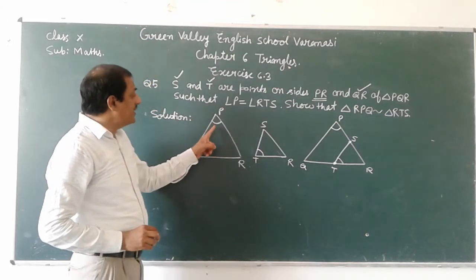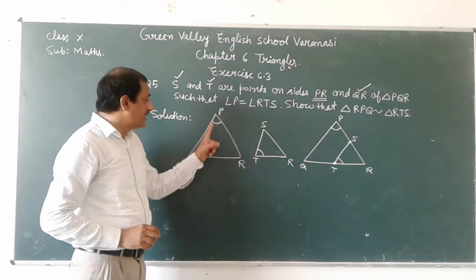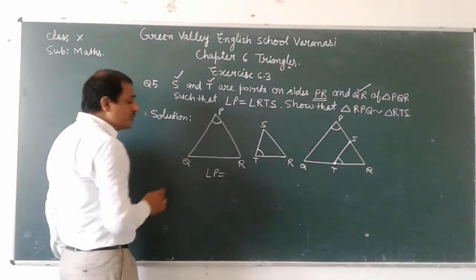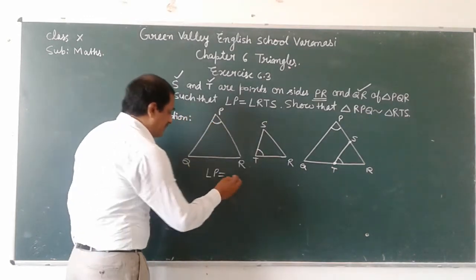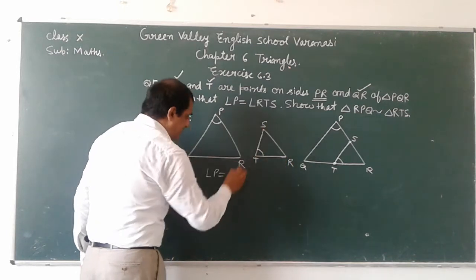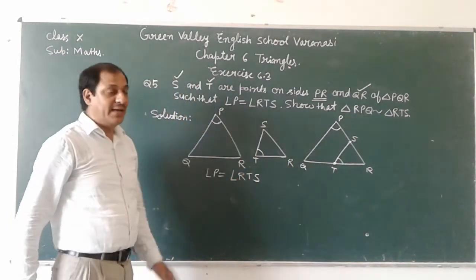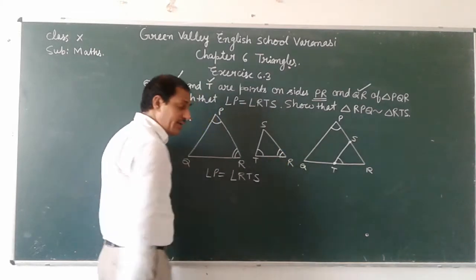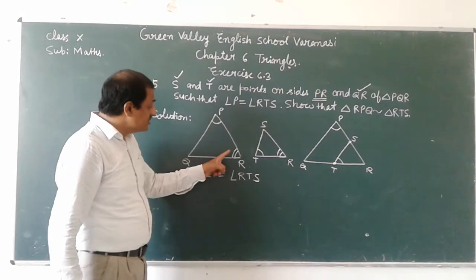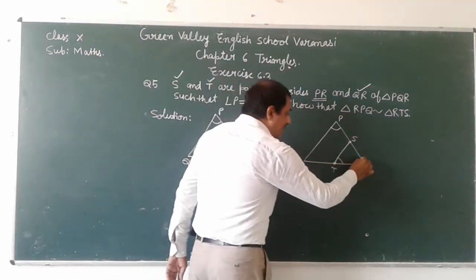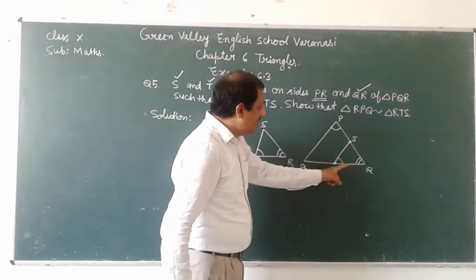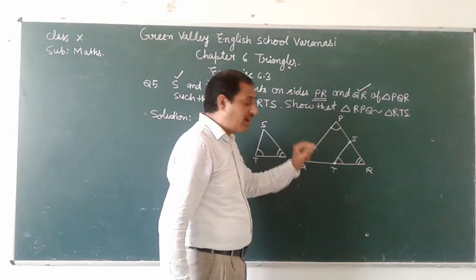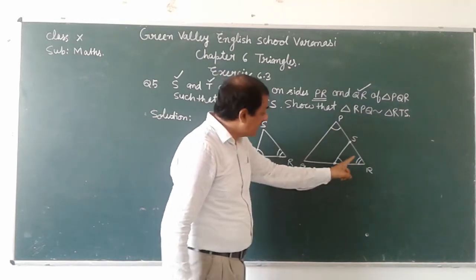Now here one angle is equal to another angle. According to the question, angle P, means angle RPQ, is equal to angle T. Angle T means angle RTS. And in another pair, this angle is equal to this angle. Why? Because these two angles are a common angle. Angle R is a part of triangle RTS, and angle R is also an angle of triangle RPQ. It means angle R is a common angle.